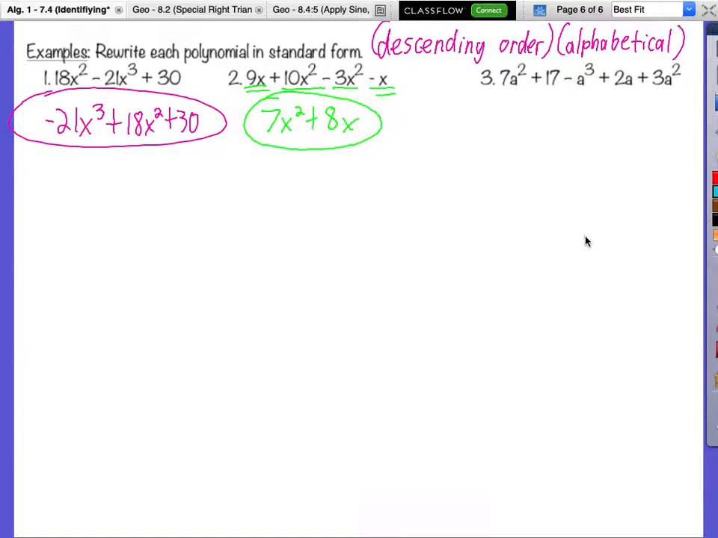Okay, so this one ends up being, Mackenzie, tell me what it is. Very good. Negative a to the third, or a cubed we can call it, plus 10a squared, plus 2a, plus 17. We had to combine the 7a squared and 3a squared to get 10a squared and put it in our descending order. Questions on that one?